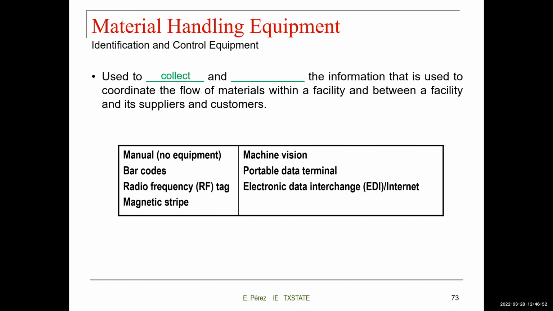These are used to collect and communicate the information that is used to coordinate the flow of materials within the facility and between the facility and its suppliers and customers. For example, barcodes, radio frequency tags, magnetic stripes, machine vision, portable data terminals, and electronic data interchange over the internet. One of the most popular ones is RFID. They use radio frequency tags, and they will keep track of the items or the product as they move through the supply chain back and forth.